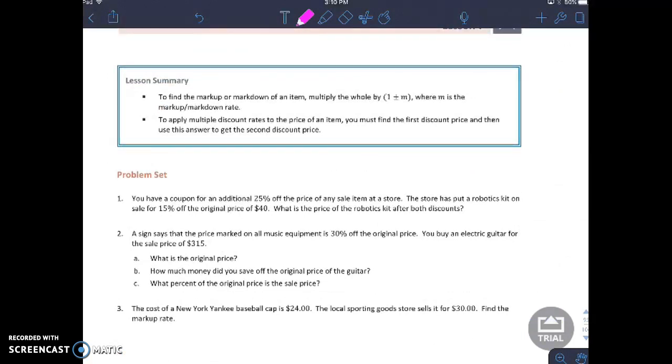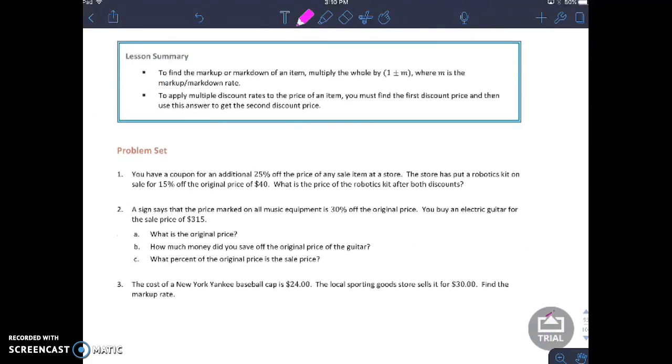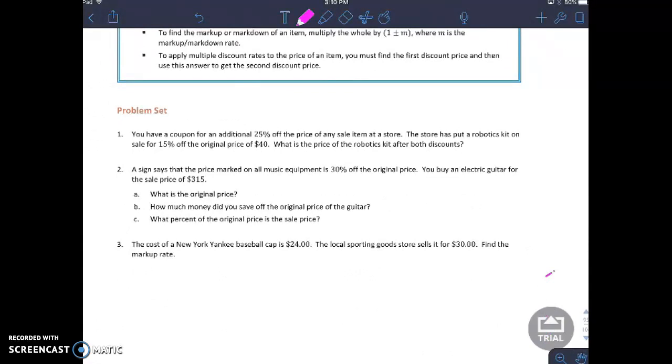So I'm going to page 95 in this version of the packet. So now we just have a problem set. It's going to be different types of problems. We are going to start with problem 1.